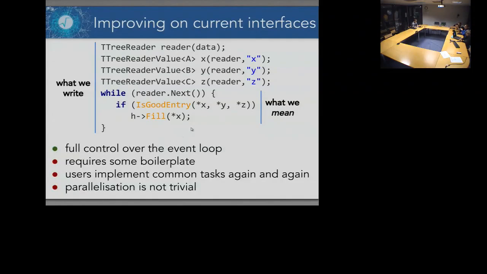The advantage of this approach is that you write your own event loop. You have full control over what happens with your data once they have been read from disk. But it does require some boilerplate, and users have to implement common tasks like more complicated fillings of histograms, or even parallelization. If they want to do this in parallel, it's a bit awkward. People, I guess, use TSelectors, or more people probably just spawn more Python processes running on different files.